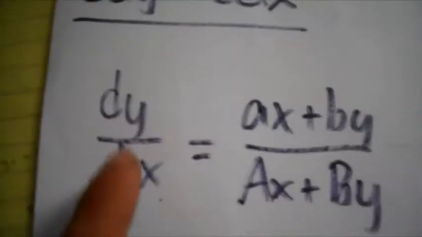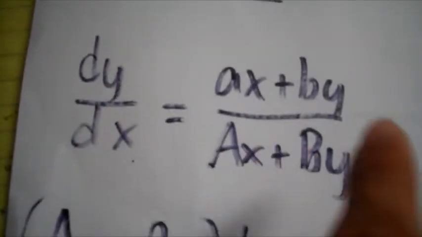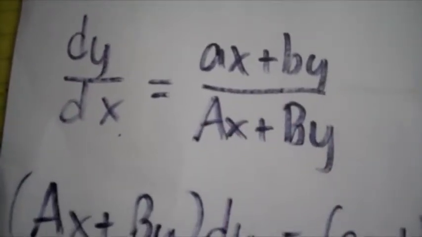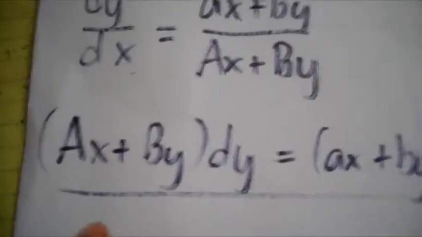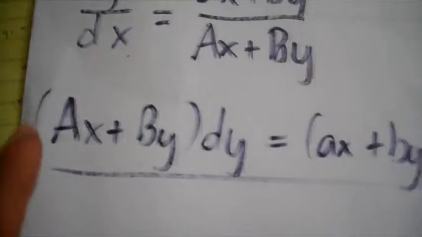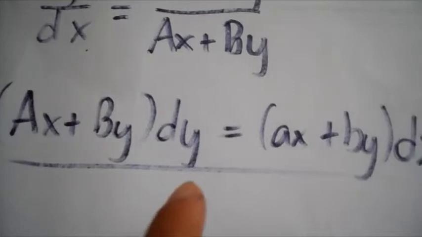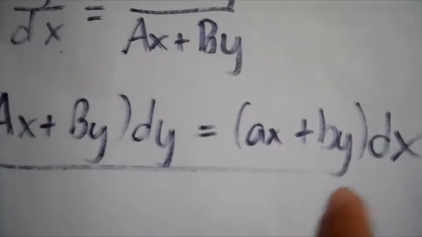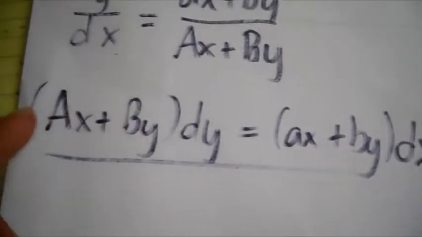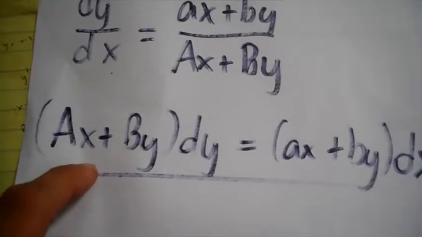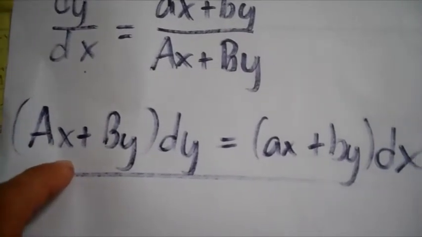And now for lowercase c squared plus uppercase C squared is equal to 0, we can eliminate these c values in the original equation to get dy over dx is equal to (ax plus by) over (Ax plus By). By cross multiplying it, we get (Ax plus By) dy is equal to (ax plus by) dx. By inspection, we can see that this equation is a homogeneous equation.